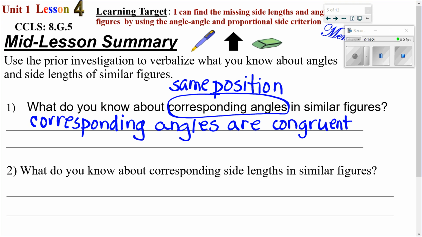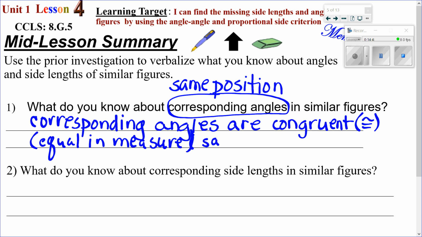And this is the symbol for congruent. It's a squiggly line with an equal sign. And that means they are equal in measure. Same number of degrees.